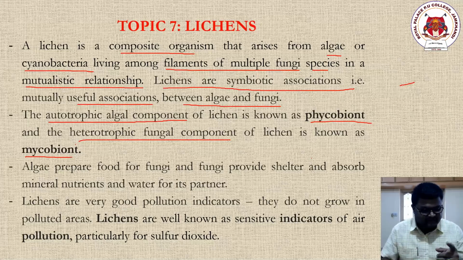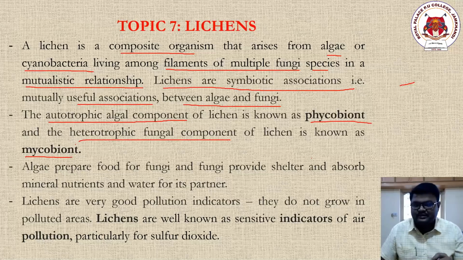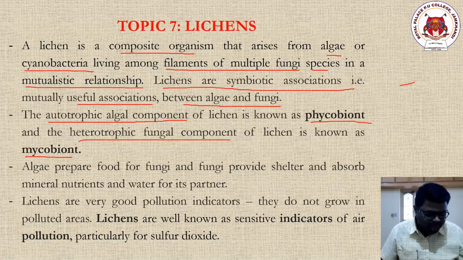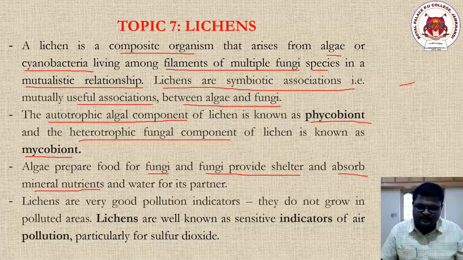If the lichen is having friendship with the algae, it is called phycobiont, phyco, P-H-Y-C-O, phycobiont. And if it is having the relationship with the fungus, then it is called mycobiont. Now, algae prepare food for fungi. See, what is the connection? Algae prepare food for fungi, and fungi provide shelter and absorb minerals or mineral nutrients and water for its partner. Very simple understanding for this.